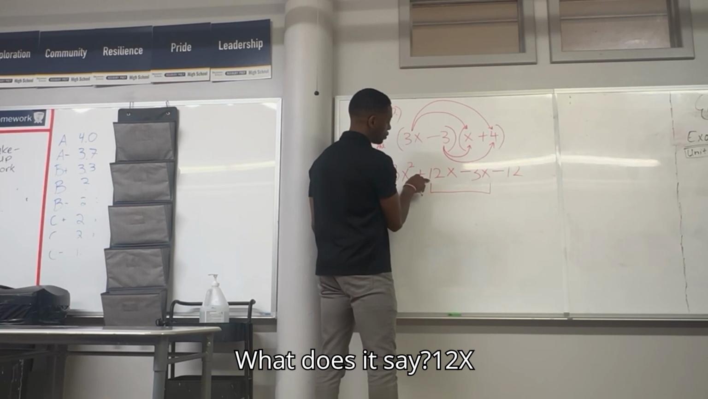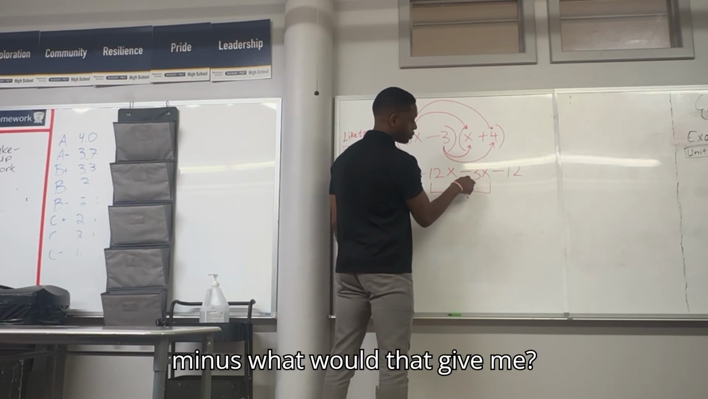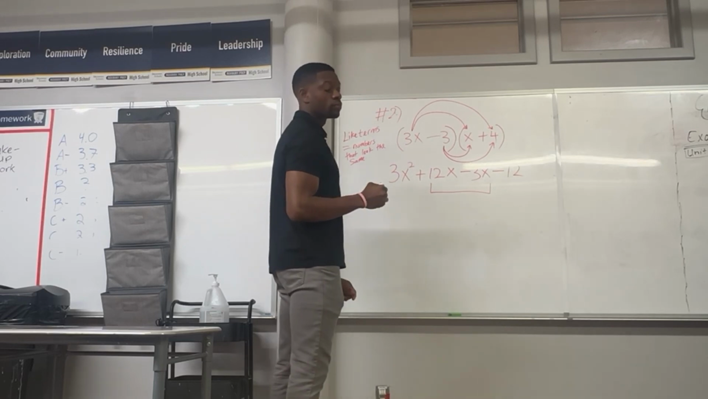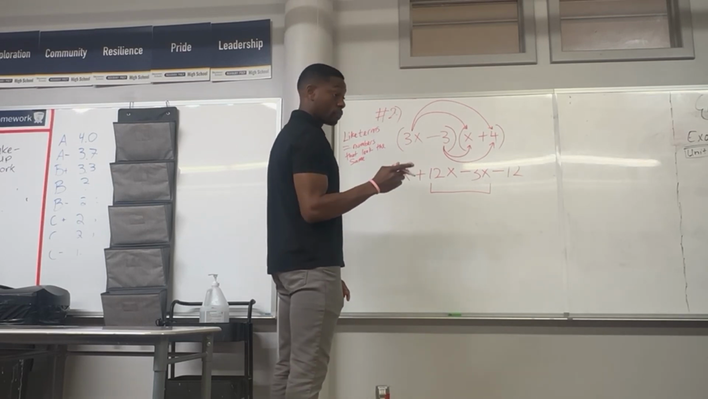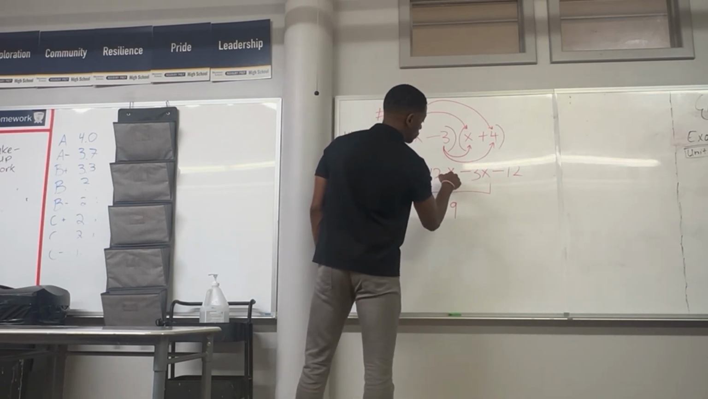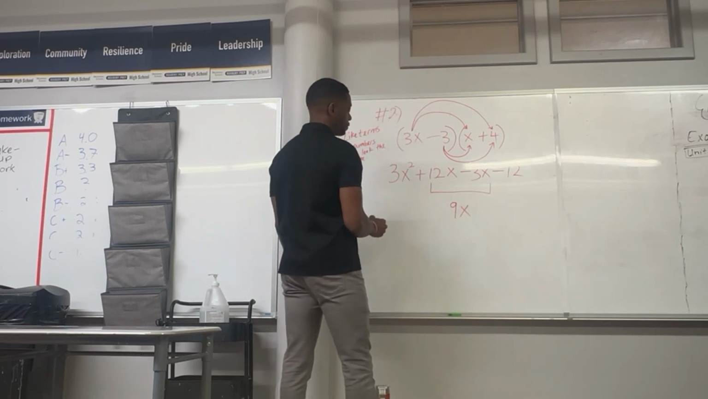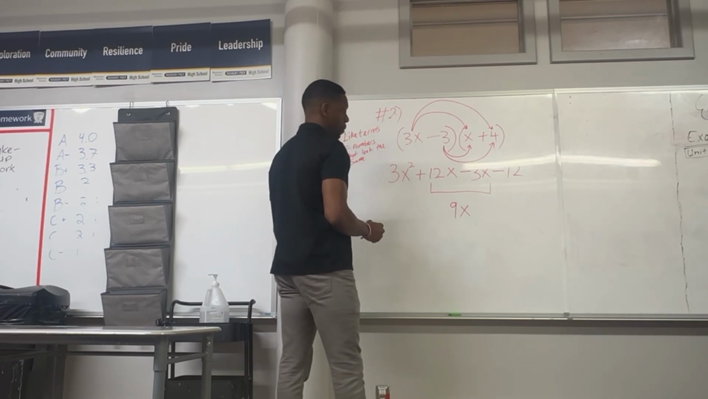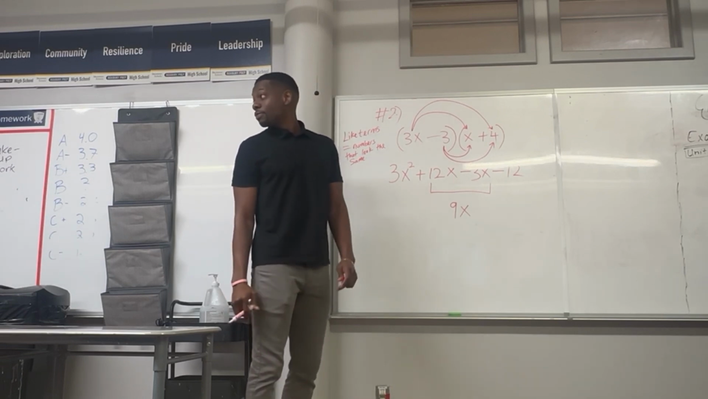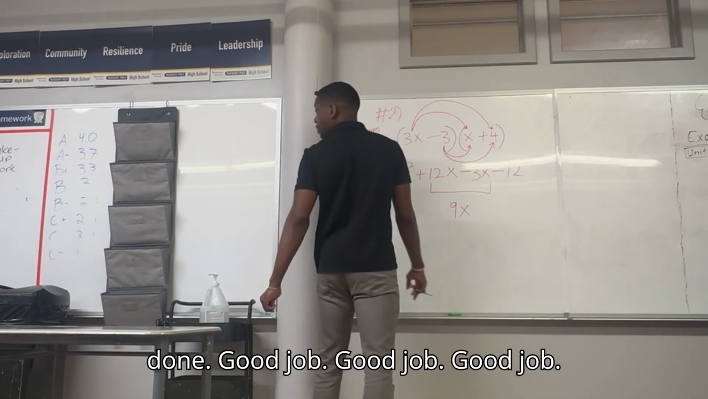Read this for me. What does it say? 12 minus. What would that give me? 9 what? 9x, right? You don't want to forget that. You need your x. And then you're done? Yep. Good job, good job.